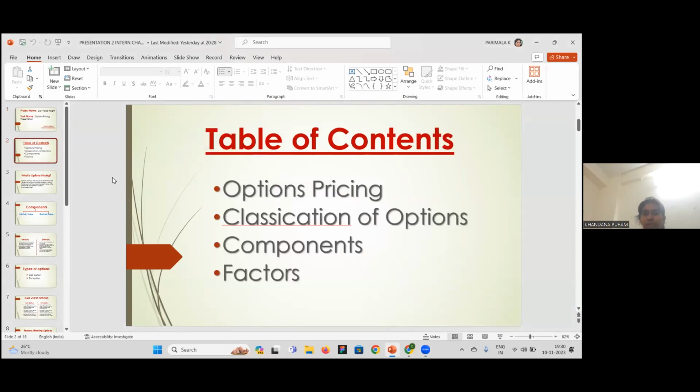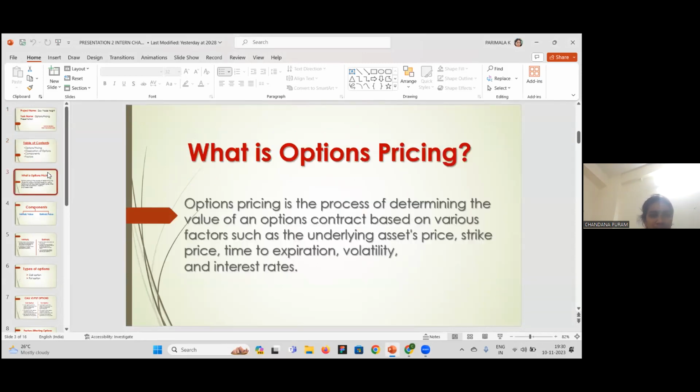So what we are going to see today is what is options pricing, what are the different types of options, a classification of the main components of options, and the factors that are influencing options pricing. So let's see what is options pricing.